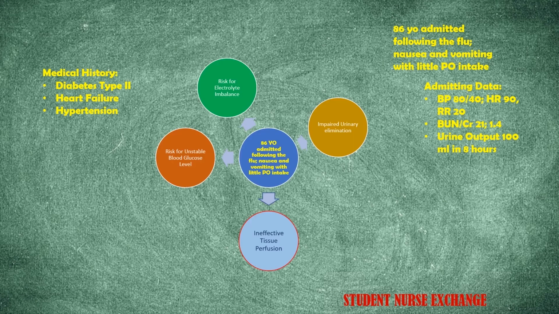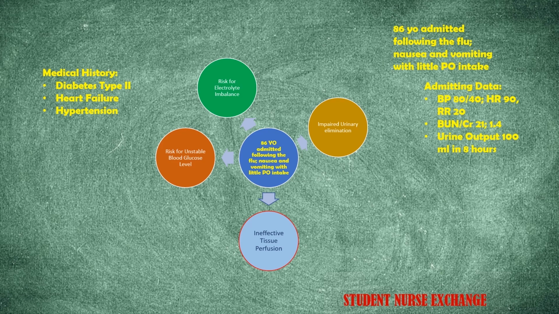So just starting the concept map, we put the pertinent information for the patient in the center. They're elderly, and they've had the flu, they're nauseated, vomiting, and little PO intake. So that right away gives us some nursing diagnoses we can put down and start with. We know that they don't have good urine output, so impaired urinary elimination. It's only 100 mLs in 8 hours. Ineffective tissue perfusion. That blood pressure is too low, right?